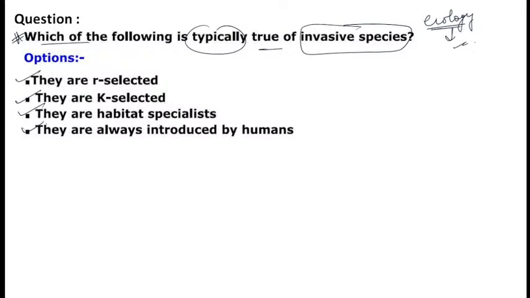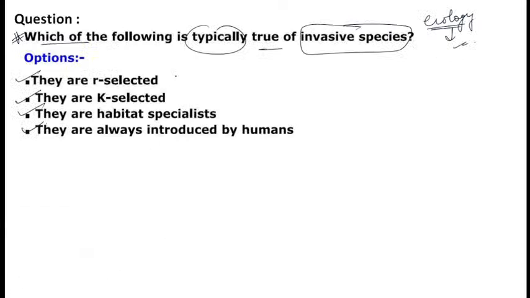Done everyone? Okay. Other students also mark the answers. Okay, let's check. Answer is option number A.